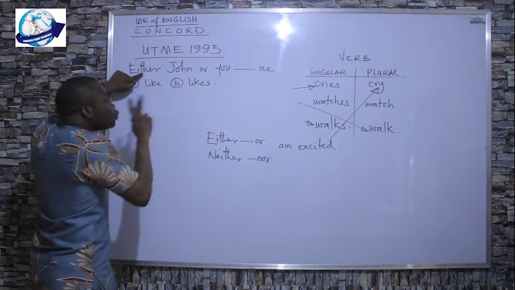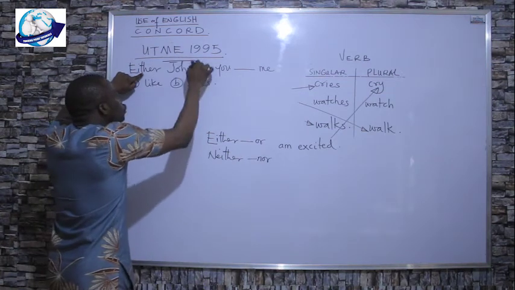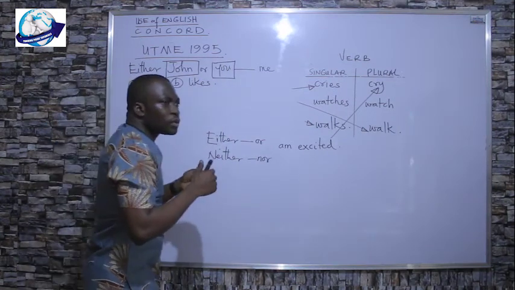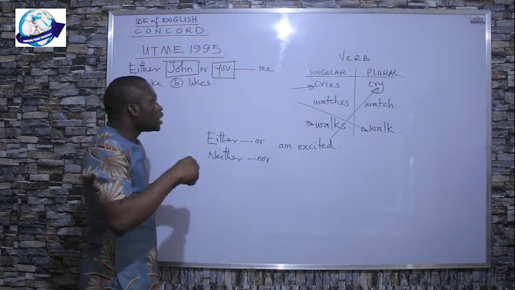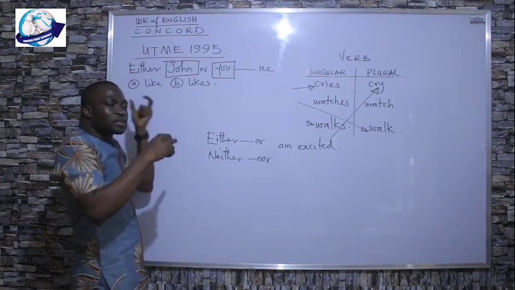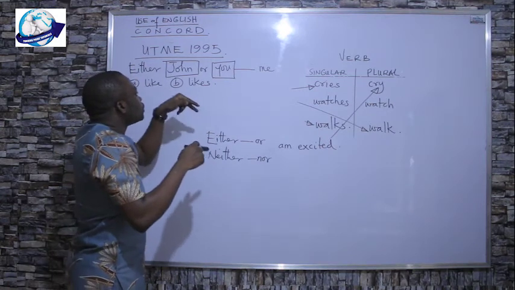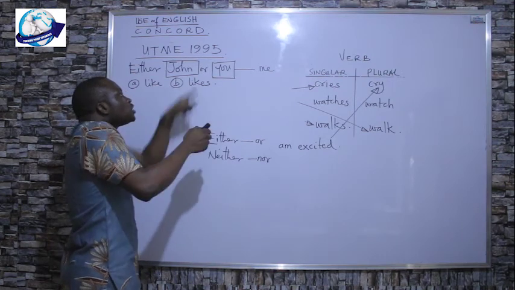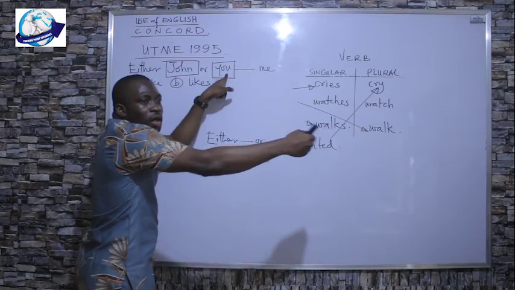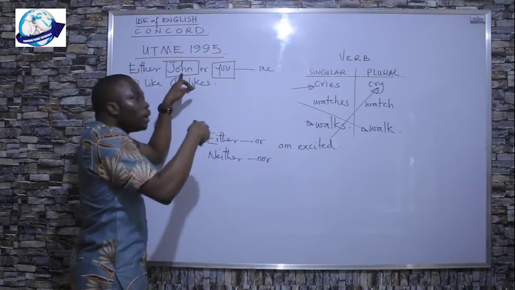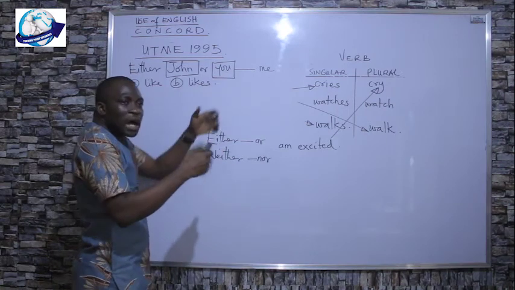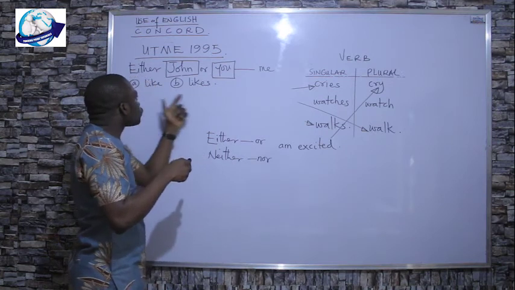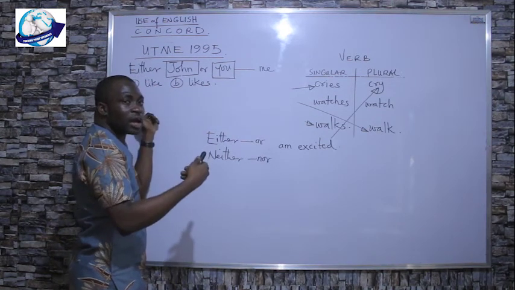Now, there are 2 subjects here spelled out. One of the subjects is John, and the other subject is you. Now, which verb will I pick? Listen. The verb to choose in this context is controlled by the subject that comes after the or, not before the or. Before the or, you have John, but after the or, you have you. And now what I said earlier, that you attracts the plural verb.